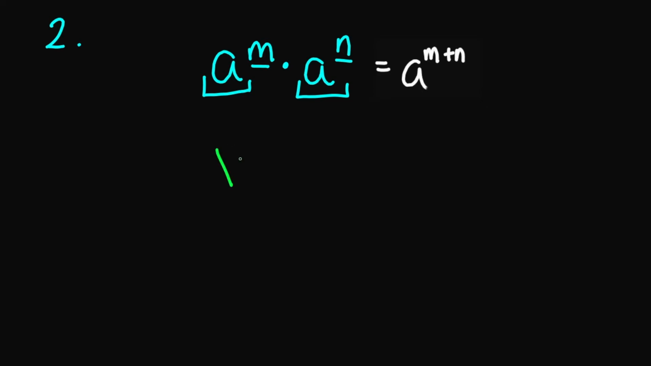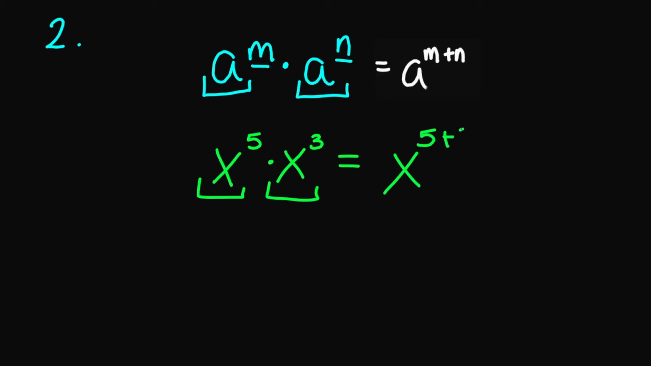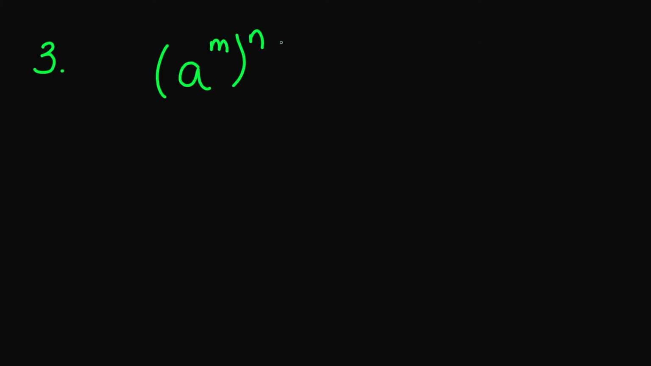And then what about x to the 5th power times x to the 3rd power? Same thing, my base here is x, so that's going to stay the same. However, I will add my 5 plus my 3, and this is going to equal x to the 8th power. Okay, next. So this law here, law number 3, if you have a power raised to another power, then you're going to keep your base and you're going to multiply the powers.